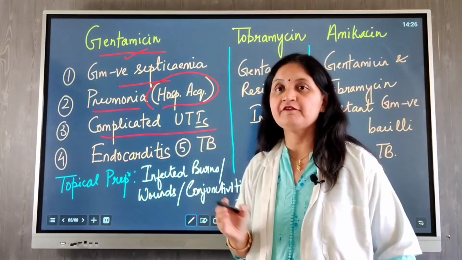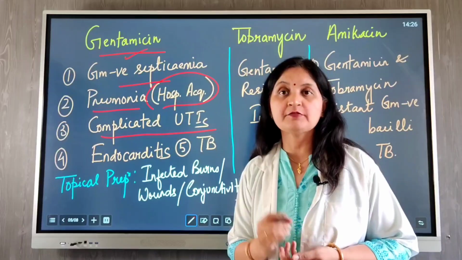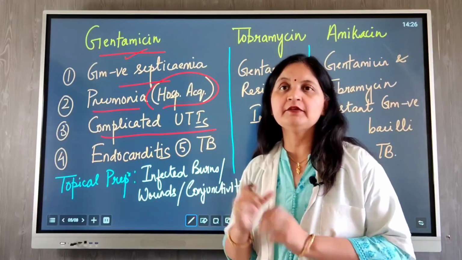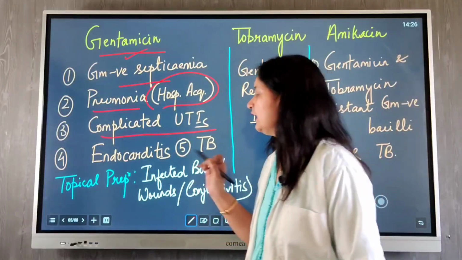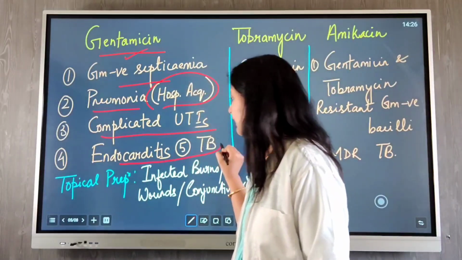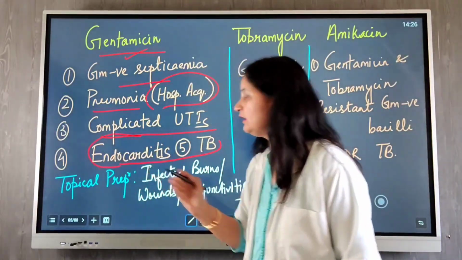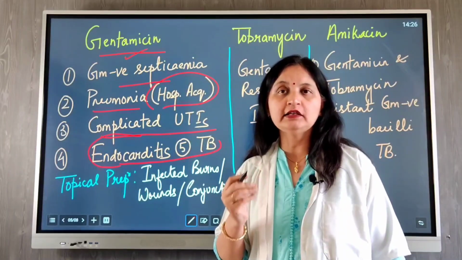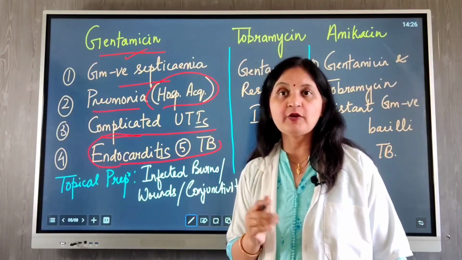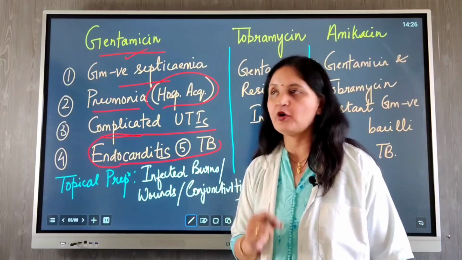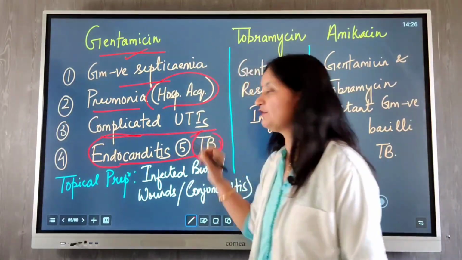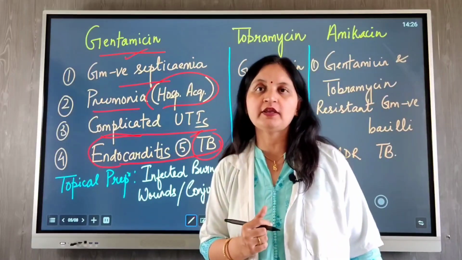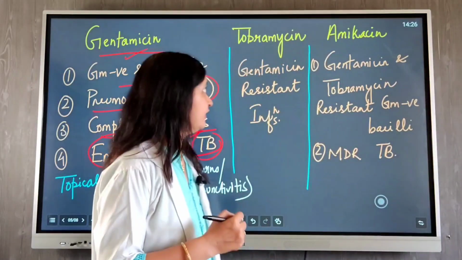Complicated urinary tract infections where the causative organism is Proteus, Pseudomonas is treated by gentamicin. The next use is subacute bacterial endocarditis where they are used in combination with penicillin or with other beta-lactam antibiotic to enhance the coverage against gram-positive cocci. Tuberculosis we have already discussed. They are used for treating tuberculosis in combination with other anti-tubercular drugs.